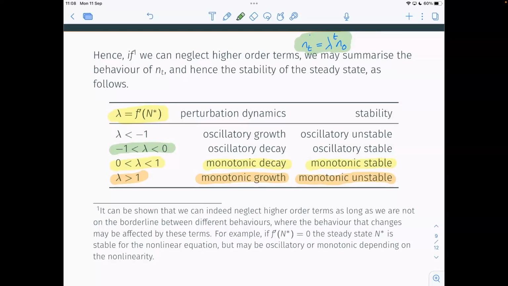So it's oscillating, right? But it's still between 0 and 1 in terms of its magnitude. Although we might be going from, say, -1/2 to 1/4 to -1/8 to 1/16 and so on, it's still getting smaller. So we say that this is oscillatory decay. So it's oscillating, but it's still decaying. And therefore, we say that our steady state is oscillatory stable. Note that in both of these cases, they're stable. It's just that one of them is oscillating, one of them is monotonic. So when lambda has absolute value less than 1, it's always stable. If it has absolute value greater than 1, then it's going to be unstable.